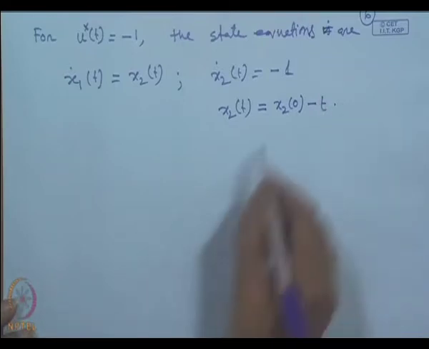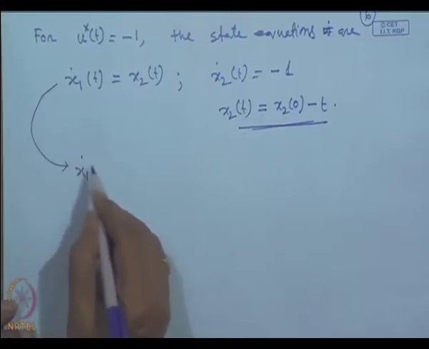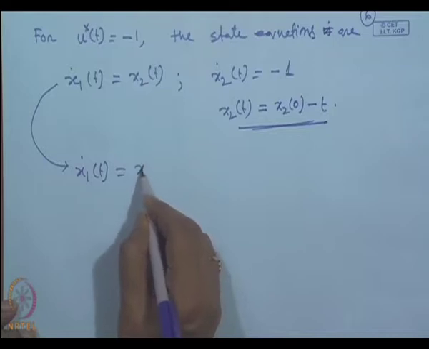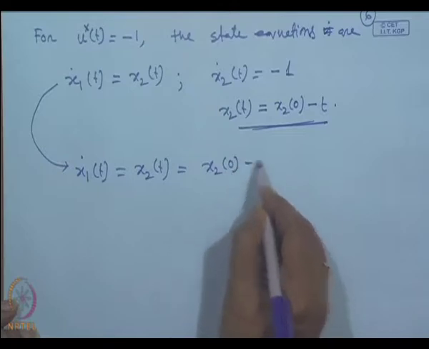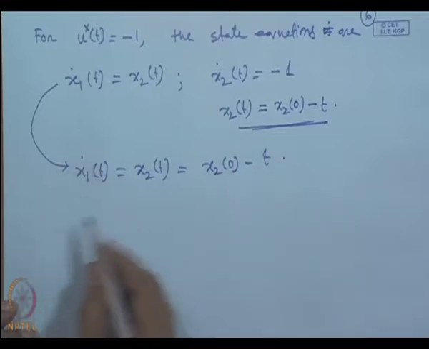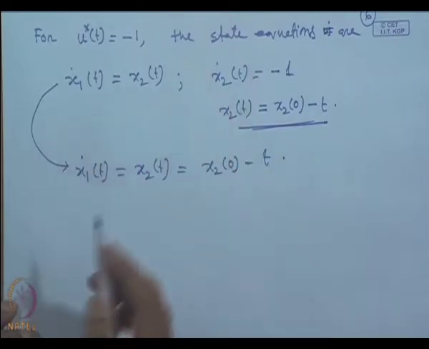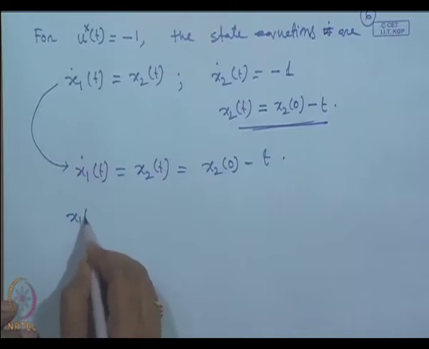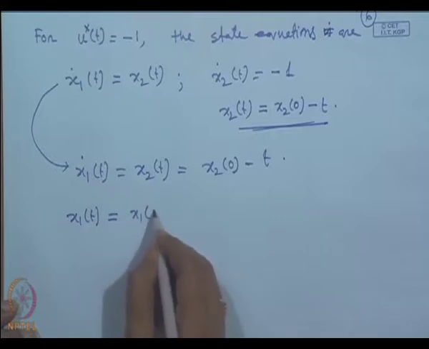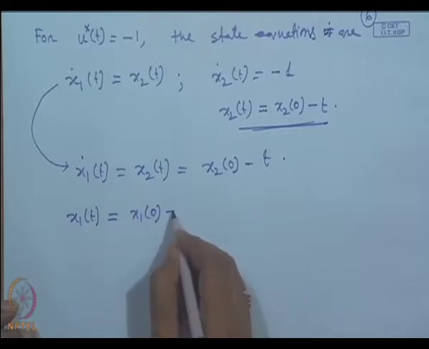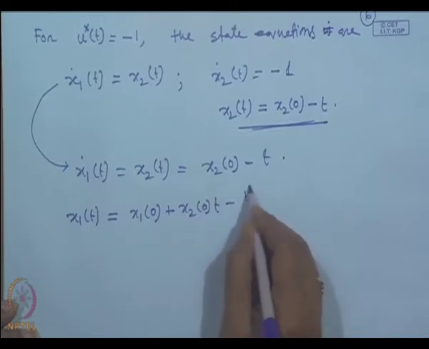So, this is the solution of this one. Then what is this? x1 dot of t is equal to x2 of t, and what is x2 of t? It is nothing but x2 of 0 minus t. Now, you integrate both sides with lower and upper limits t equal to 0 to t. Then you will get x1 of t is equal to x1 of 0 plus x2 of 0 into t minus t square by 2.